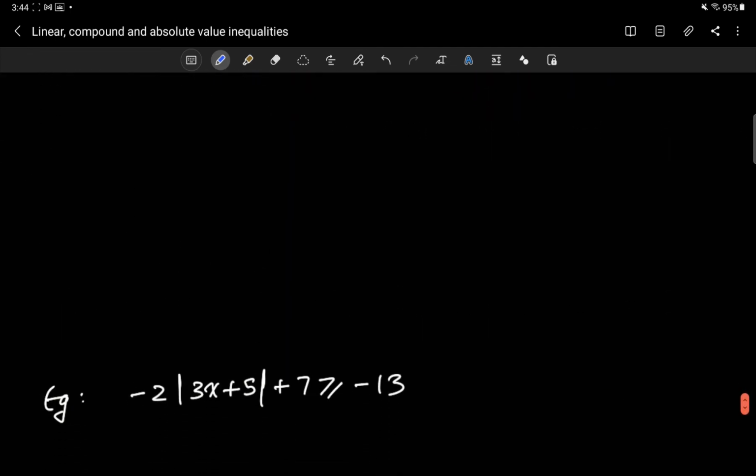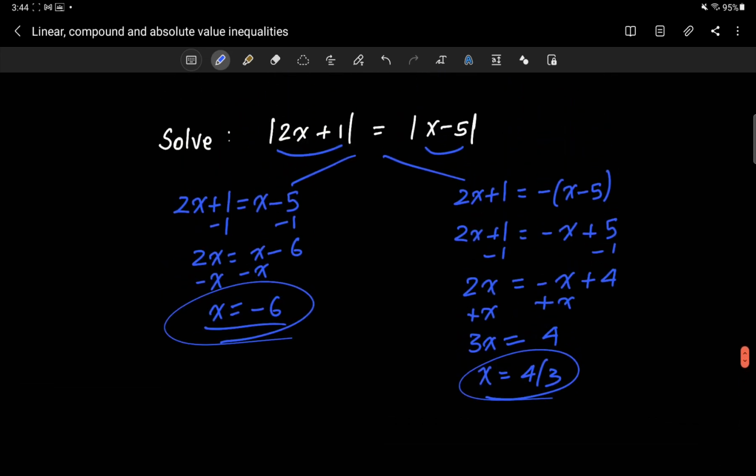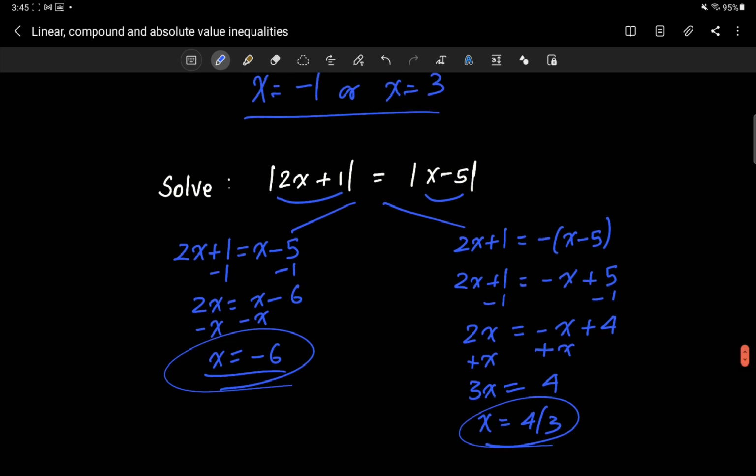Okay. In the next video, we are going to look at inequalities that contain absolute values. So these were examples of equations that involved absolute values and how to solve them. The next is going to be inequalities that involve absolute values and how to solve them. That's it for this video.